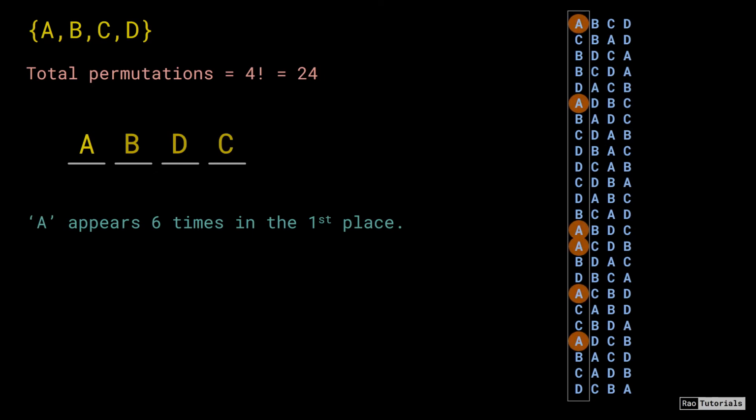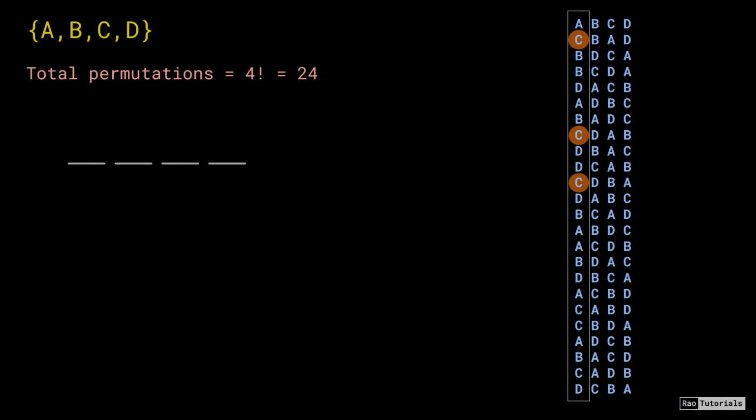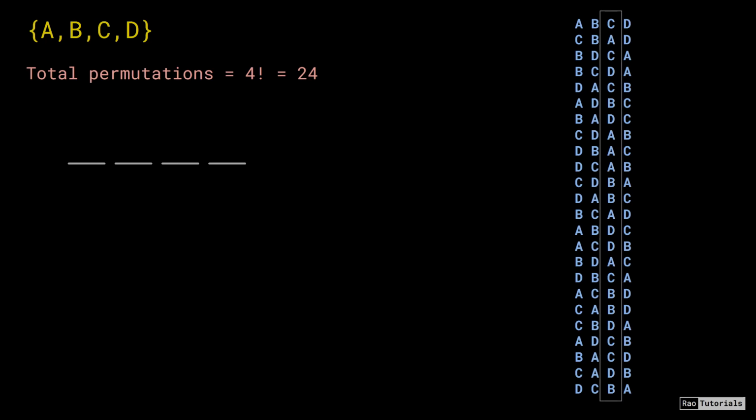Just like A, if we fix B at the first blank, we will have 6 arrangements that start with B. So B also appears 6 times in the first place. Same goes for C and D. They too appear 6 times each in the first place. We can show this same result by fixing objects at any of the 4 blanks. So if we take any column, we can see that every object appears 6 times each.